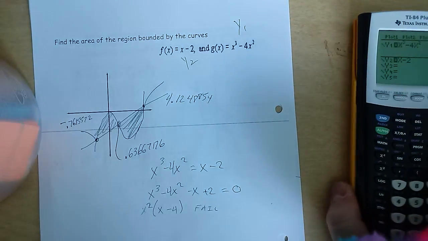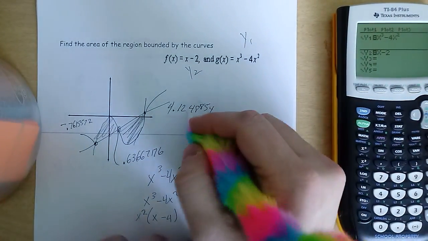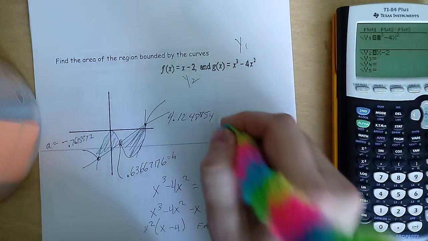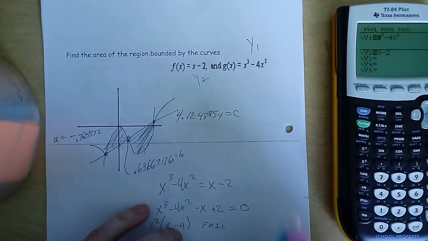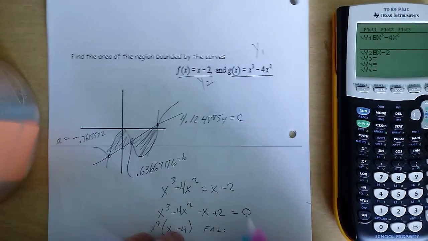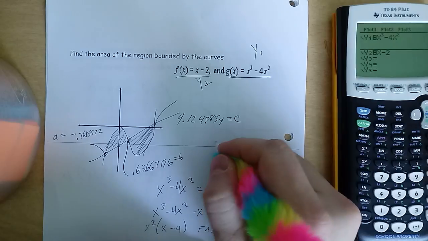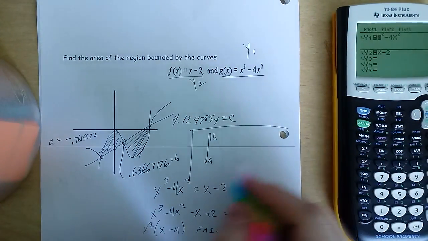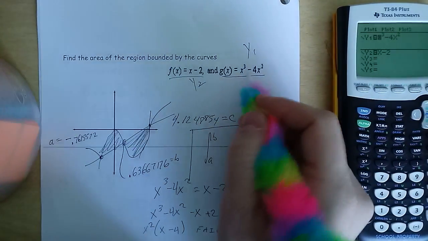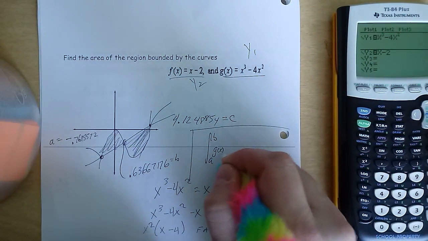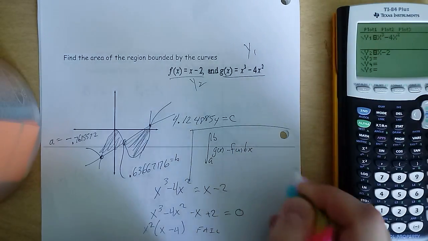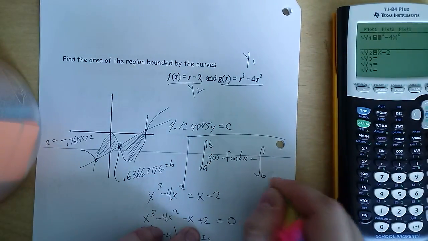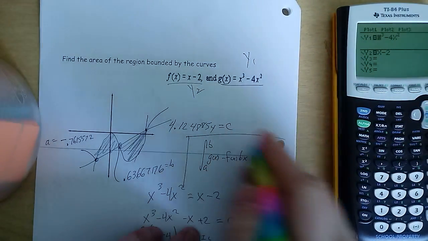So, let's talk about something legal that you can do on these. You can legitimately go, I could say that this is equal to A, I could say that this is equal to B, and I could say that this is equal to C. And since this is labeled as f of x and this is labeled as g of x, I could literally say from A to B, curvy thing minus line, so I could say g of x minus f of x dx, and then I could add that to from B to C, f of x minus g of x.